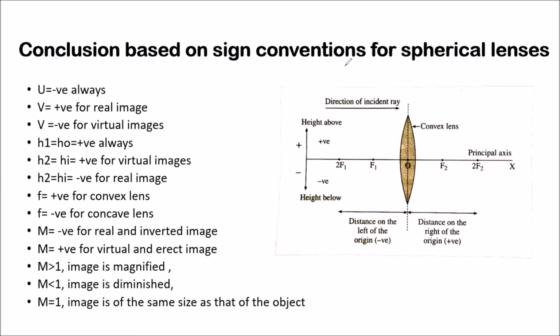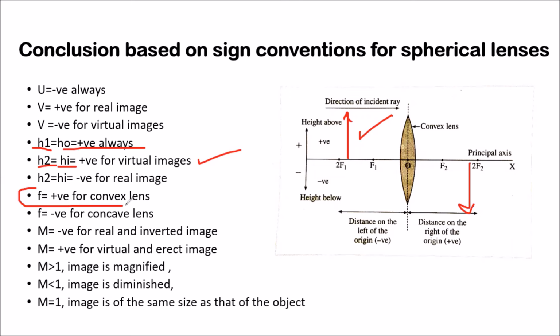So going ahead, h1, which is height of object, will always be positive because the object will always be kept above the principal axis. h2, or height of image, will be positive if it's a virtual image, because virtual images will be erect. Erect means we are going above the principal axis, so it's going to be positive. And for real images, it's always going to be negative.